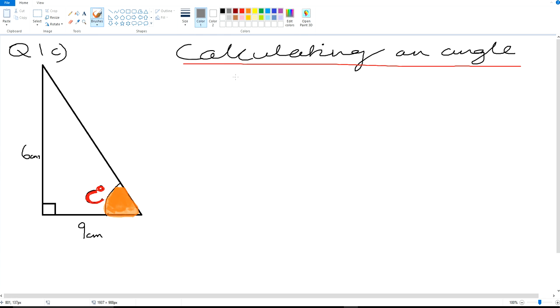Okay, welcome back, folks. We're looking at question 1C, and in this particular question, we need to work out the angle C, which is this lovely angle over here.